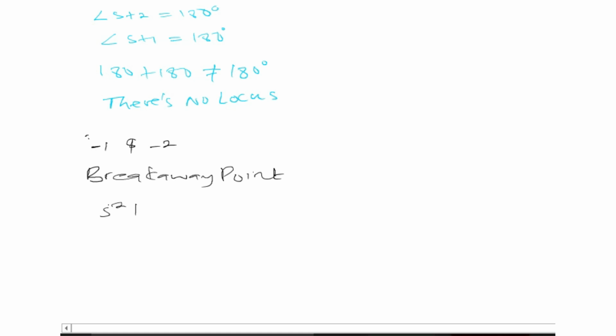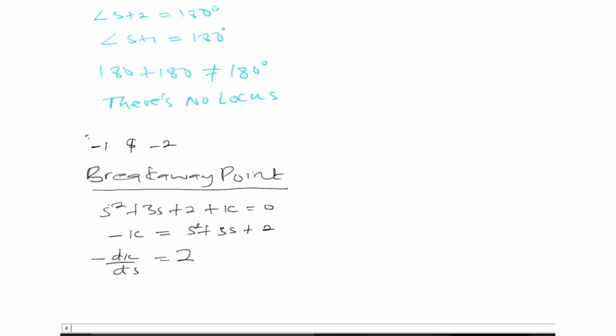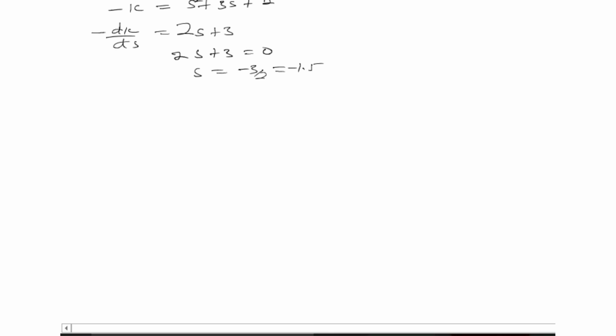We have s squared plus 3s plus 2 plus k equals 0. Now making use of the formula, we have minus k equals s squared plus 3s plus 2. To find the breakaway point, we differentiate k with respect to s. So minus dk/ds equals 2s plus 3. Now we set 2s plus 3 equal to 0. Finally, s equals minus 3 over 2, which is the same thing as minus 1.5. Drawing the S plane, we see that we already have minus 1 and minus 2 as our poles. At this point, let's call this point minus 1.5. At this boundary, we have our breakaway point.